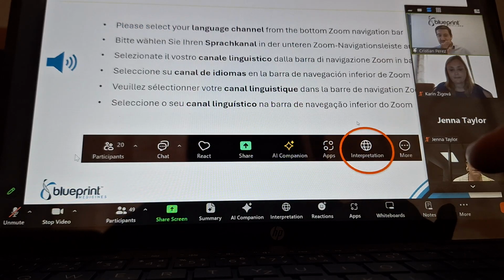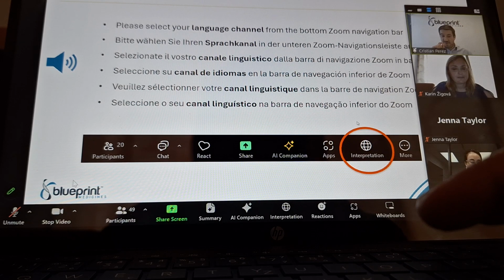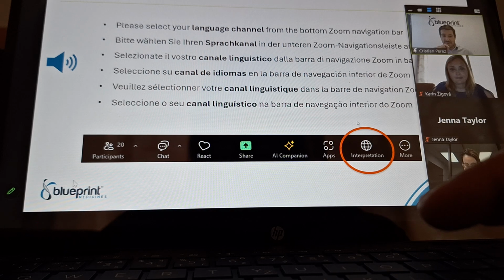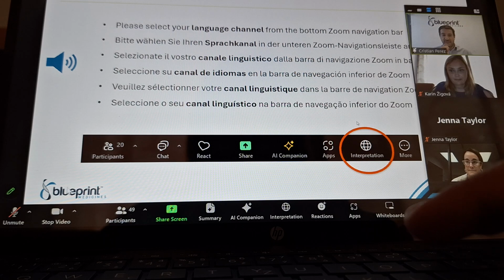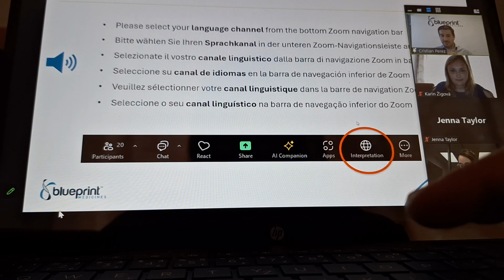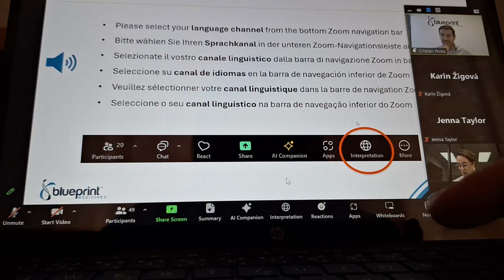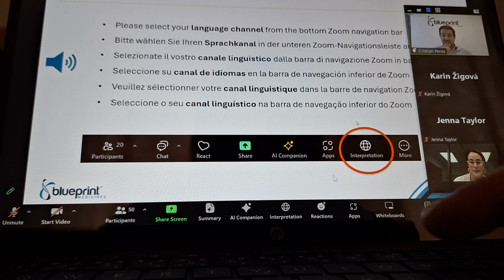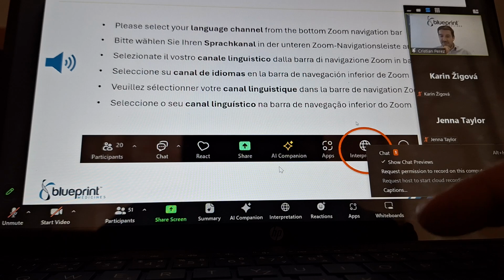So just before we start, for those who are joining, please select your language channel of preference. At the bottom of the screen, you will see the interpretation icon, and you will find that simultaneous translation is available into French, German, Italian, Spanish, English, and Portuguese. Just let us know if you have any issue with finding the interpretation channels.